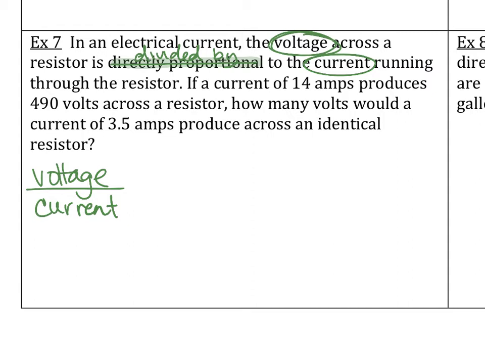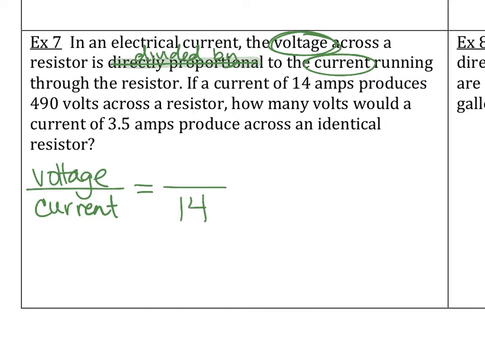Does everyone see how I set that up? Yeah. Voltage divided by current. Okay, let's keep reading. It says, if a current of 14 amps produces 490 volts across a resistor. So 14 would be at the bottom. Is that true? Yes. Very cool.